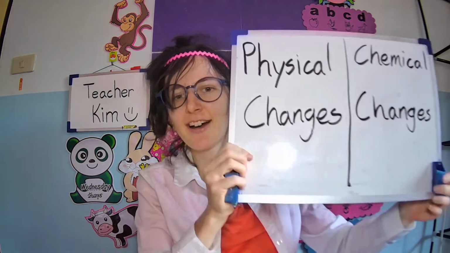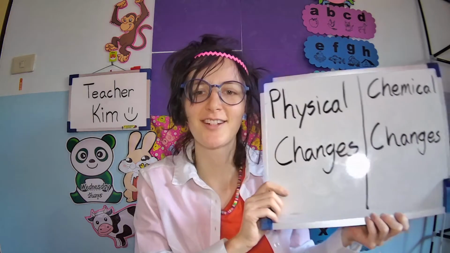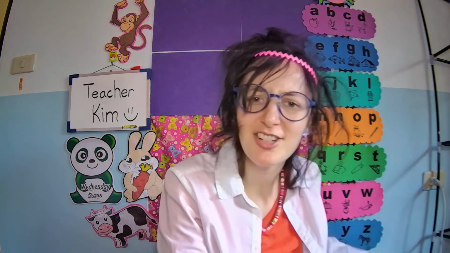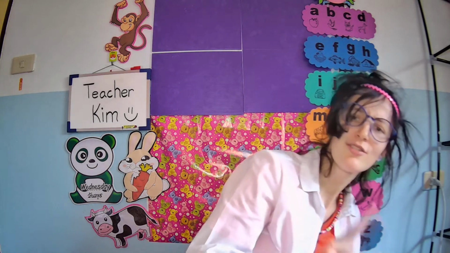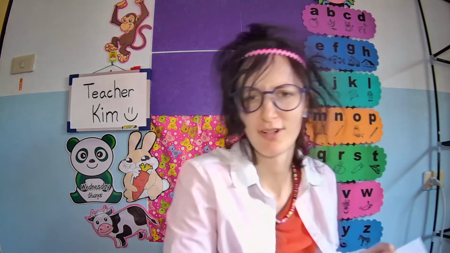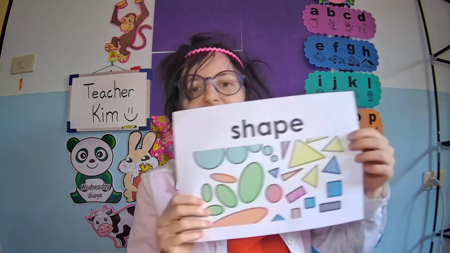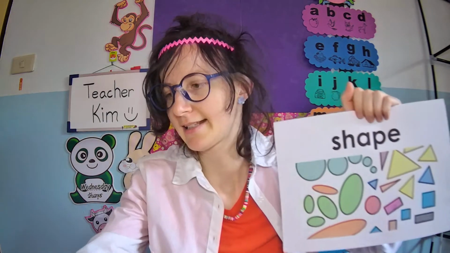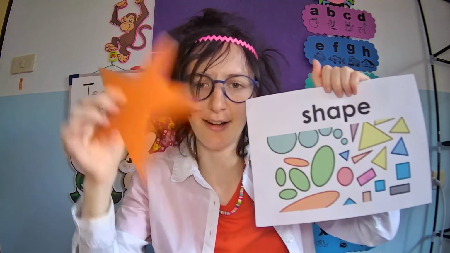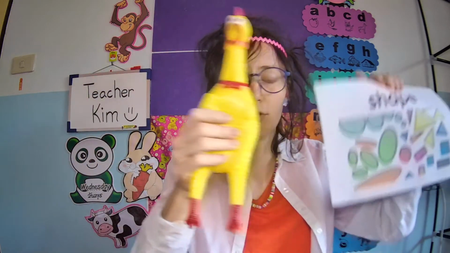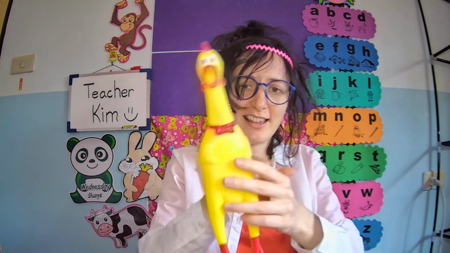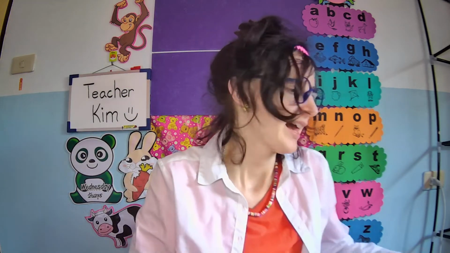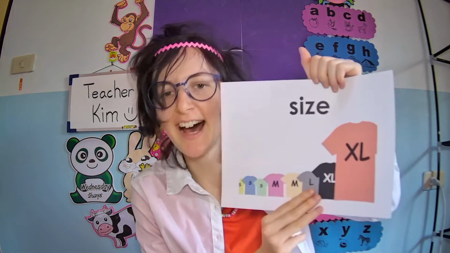Well, we are going to talk about each one. First, we are going to talk about physical changes. In a physical change, we need to learn two words that you already know. Everyone say shape. Shape. Yes. This is the shape of a star. Here is a chicken. The shape of the chicken is the line that we can draw around the chicken. That is the shape. And now everyone say size.